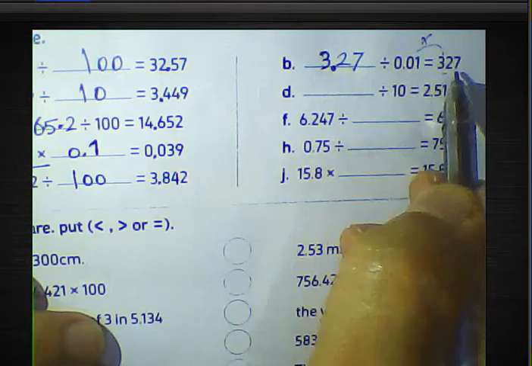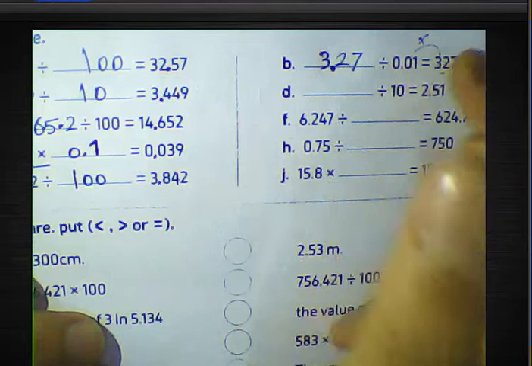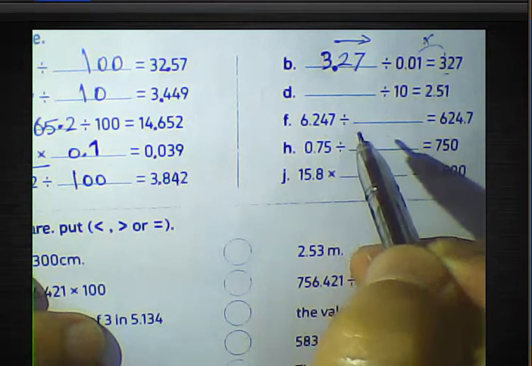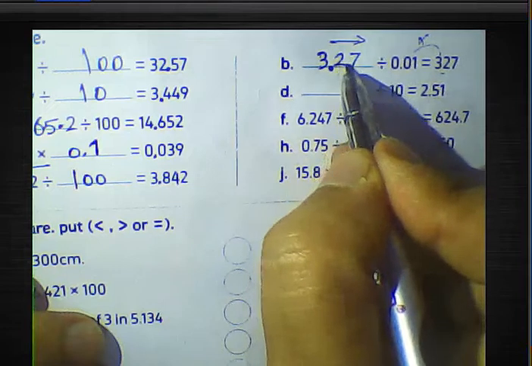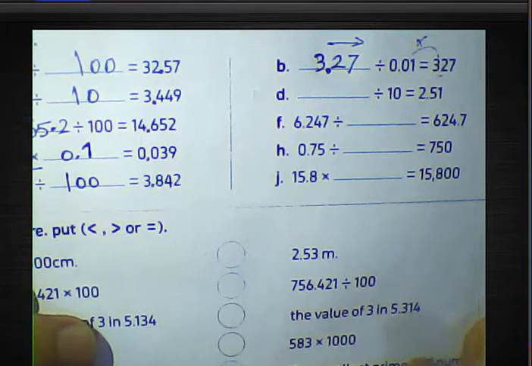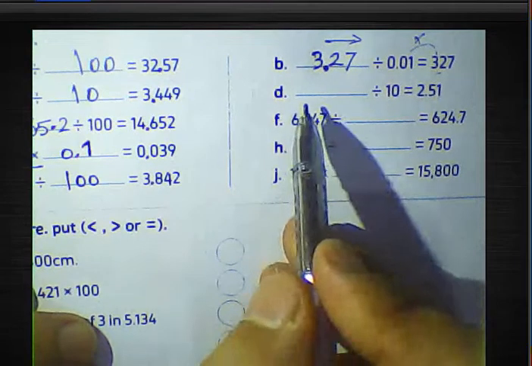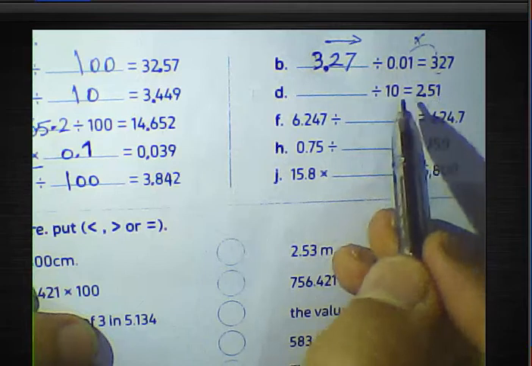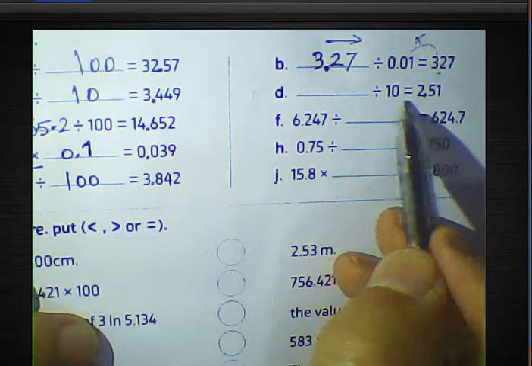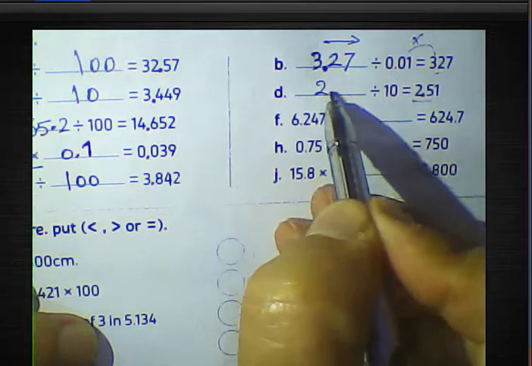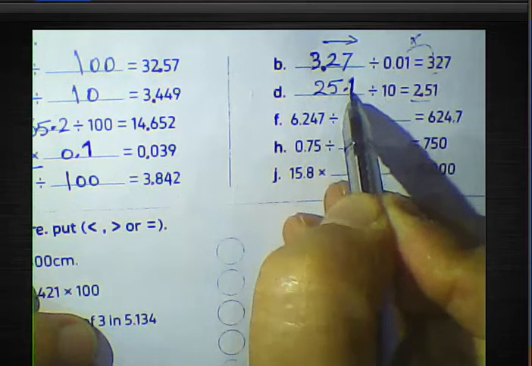And if you want to find the result of dividing by 100, we must move the point to the right-hand side by two digits. Okay, then the result will be 3.27 hundredths. And what about letter D? We must multiply the number 2.51 by 10. We must move the point from left-hand side to right-hand side by one digit. We can write 25.1.